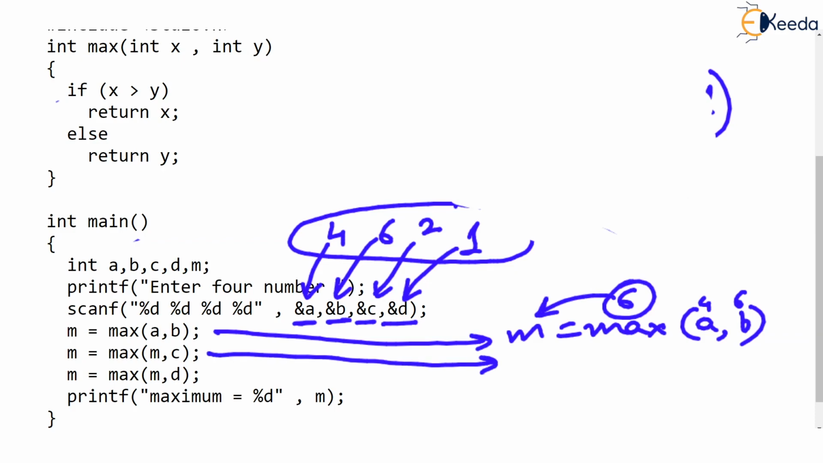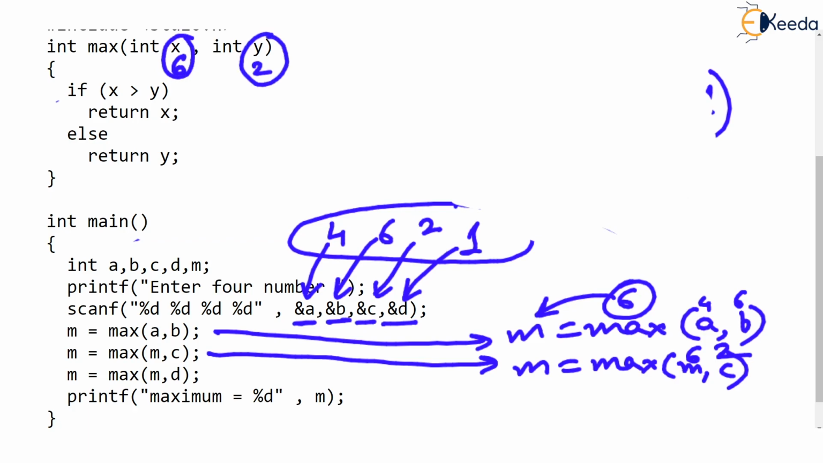We have got one more number C. Now check this call. M is equal to max M comma C. You know M is already 6, the largest between A and B. And C in our exercise is 2. So can you imagine? X becomes 6 and Y becomes 2. We are checking the largest between these two numbers. This time 6 is greater than 2, so return X. So 6 will be returned at the call. 6 is again returned over here at the call and 6 is stored by M. You observe this line here at the bottom.